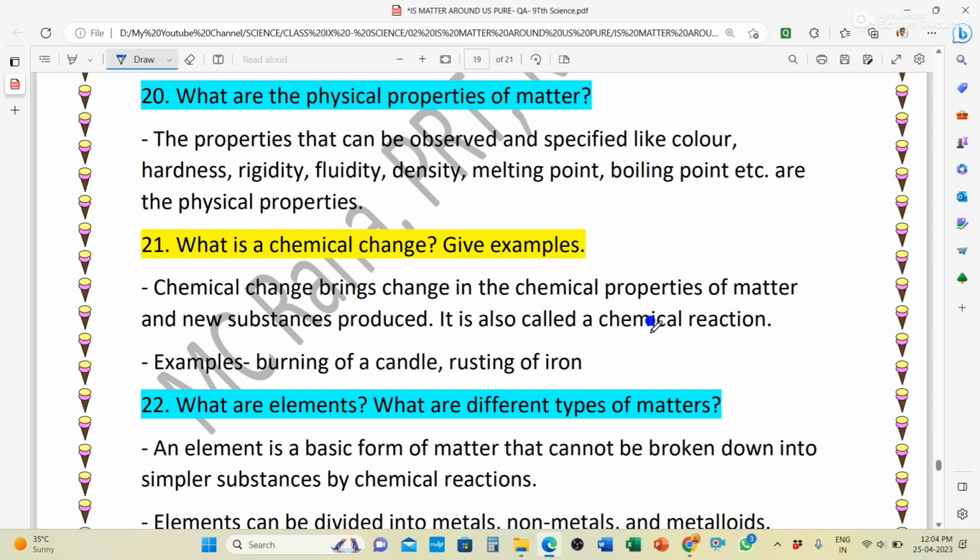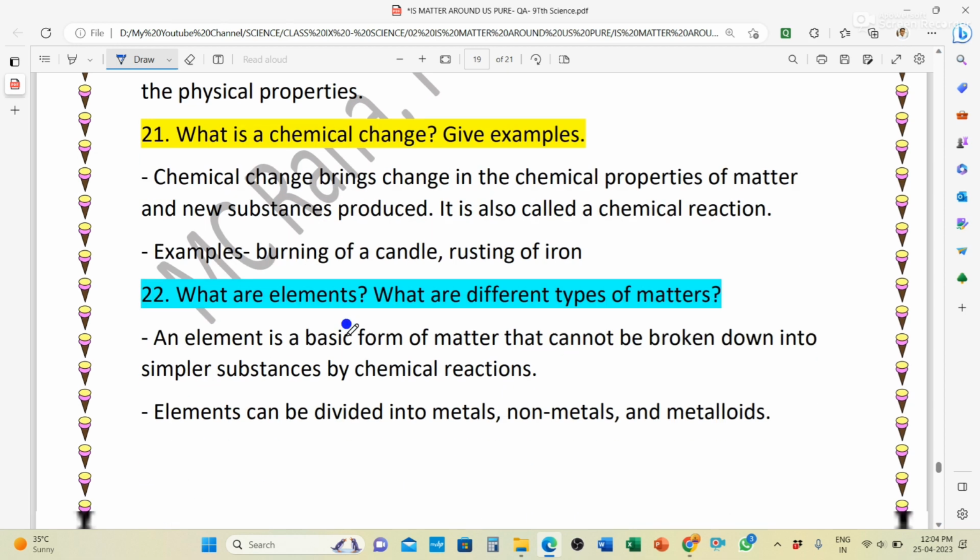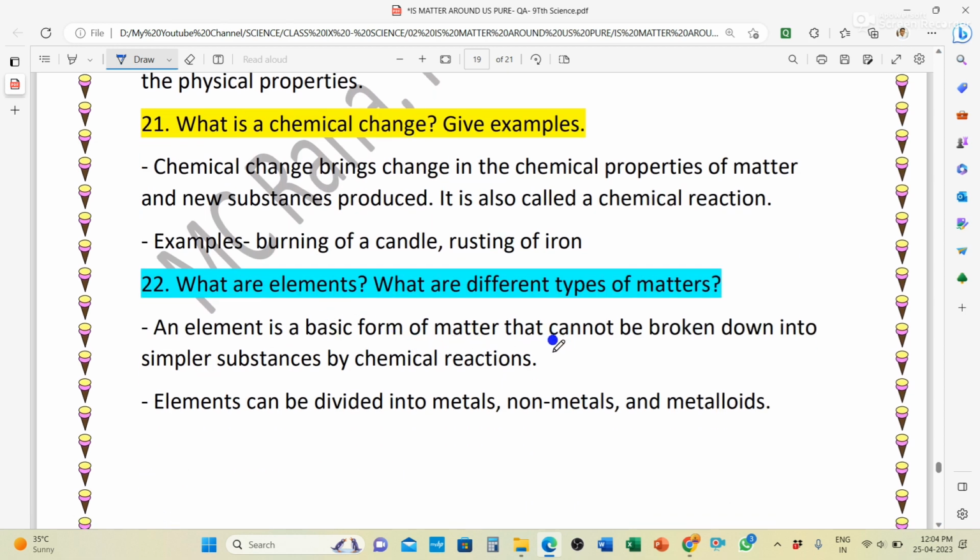Usually in a chemical reaction, what happens? The chemical composition changes and new substances are formed. Example: burning of a candle, rusting of iron. Okay. Then what are elements? What are different types of matter?